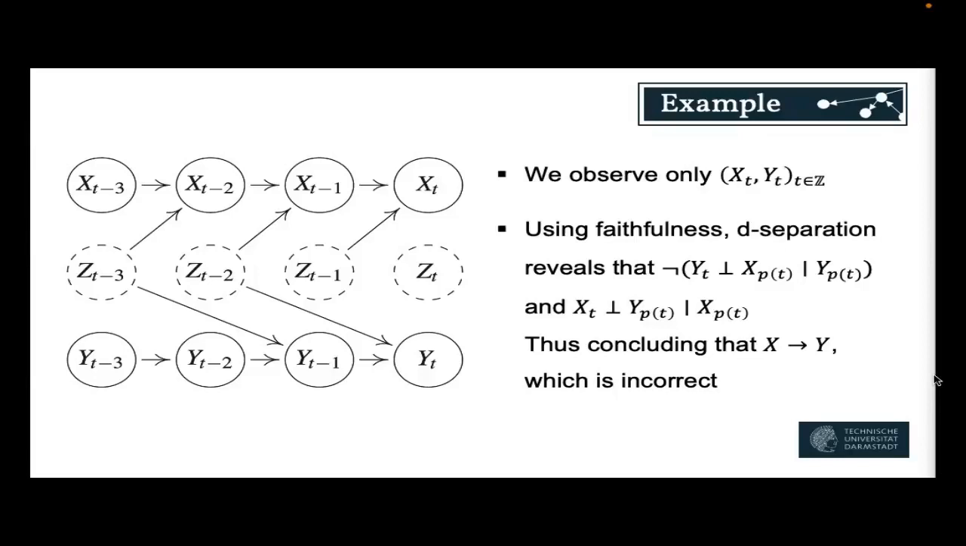And then if we do d-separation, we see that Y will actually be dependent on X's past, given its own past. But X is going to be independent of Y's past, given its own past. So we are essentially concluding that X is causing Y, but not the other way around. So X is just causing Y. But this is obviously not correct, right? I mean, with this hidden confounder, X and Y have nothing to do with each other. They share statistical information, but one is not the cause of the other and vice versa, right?